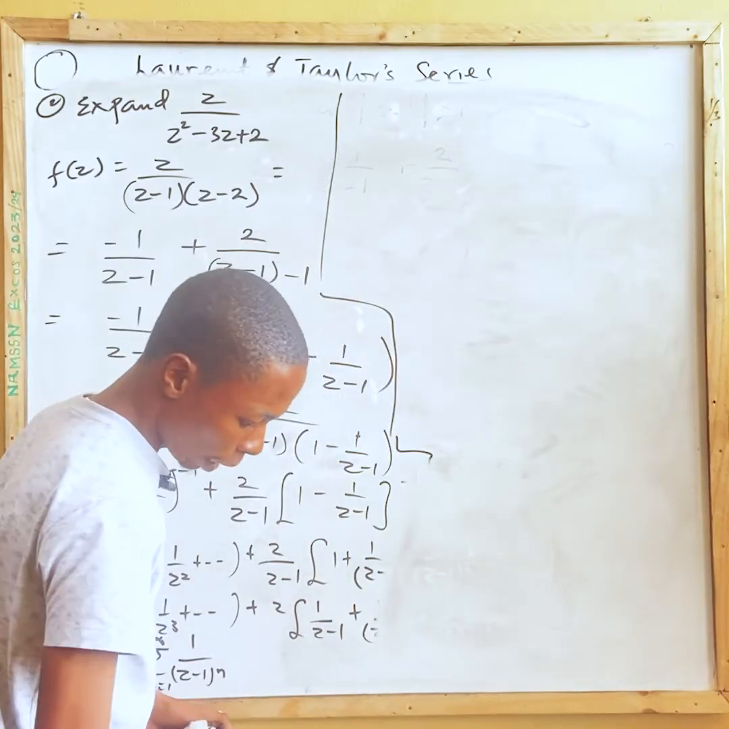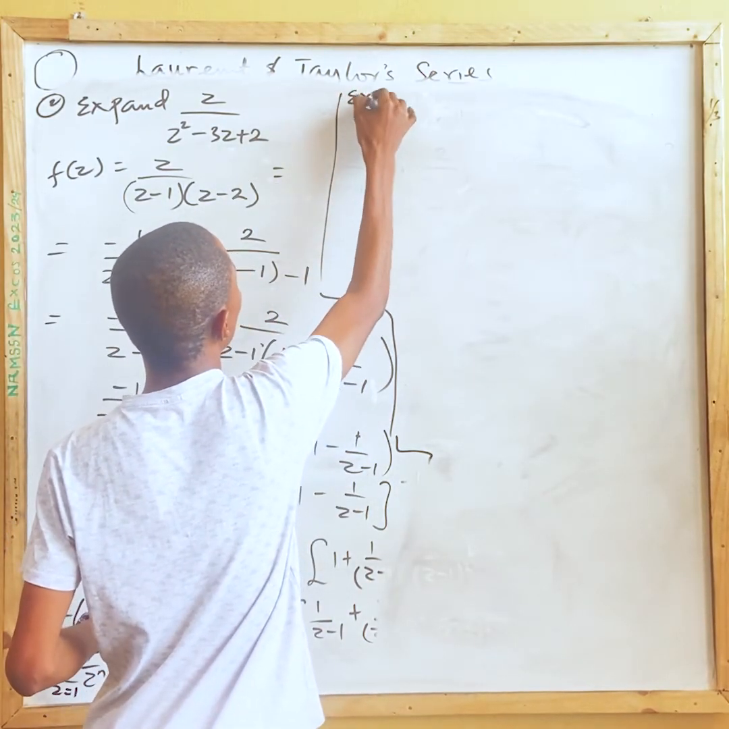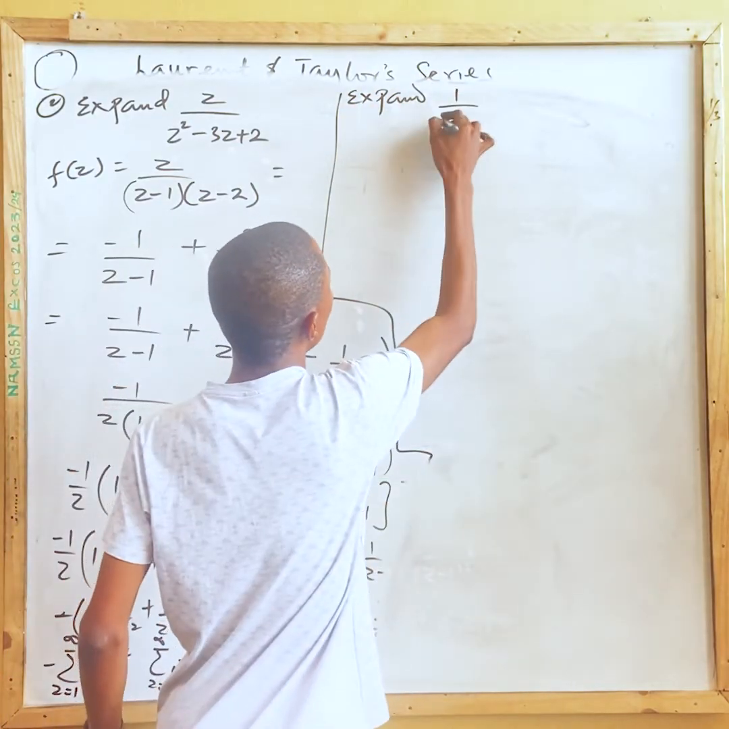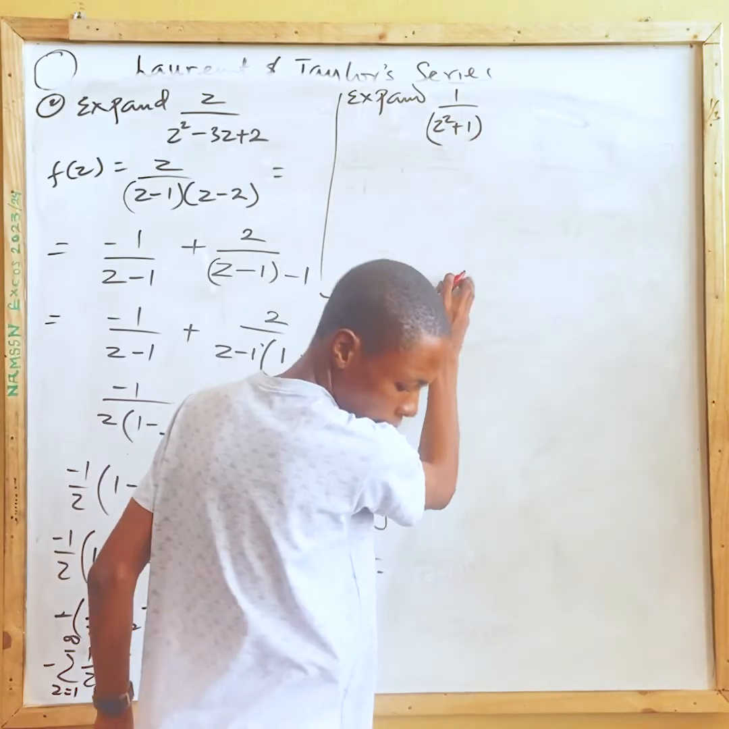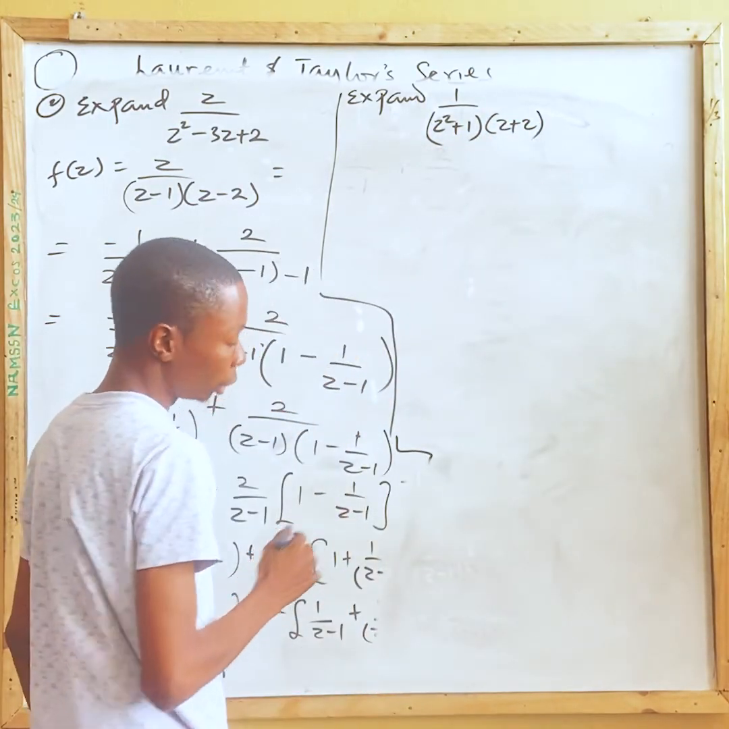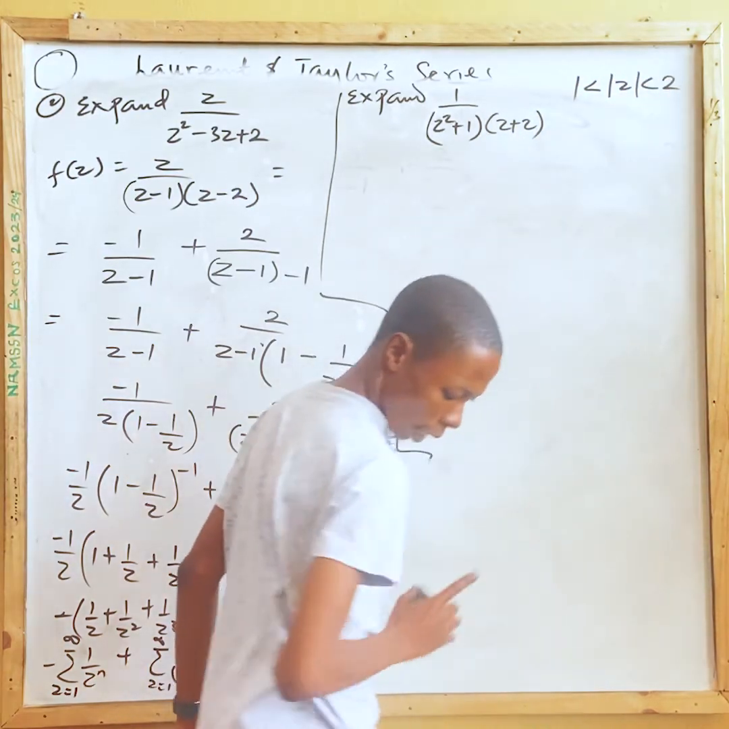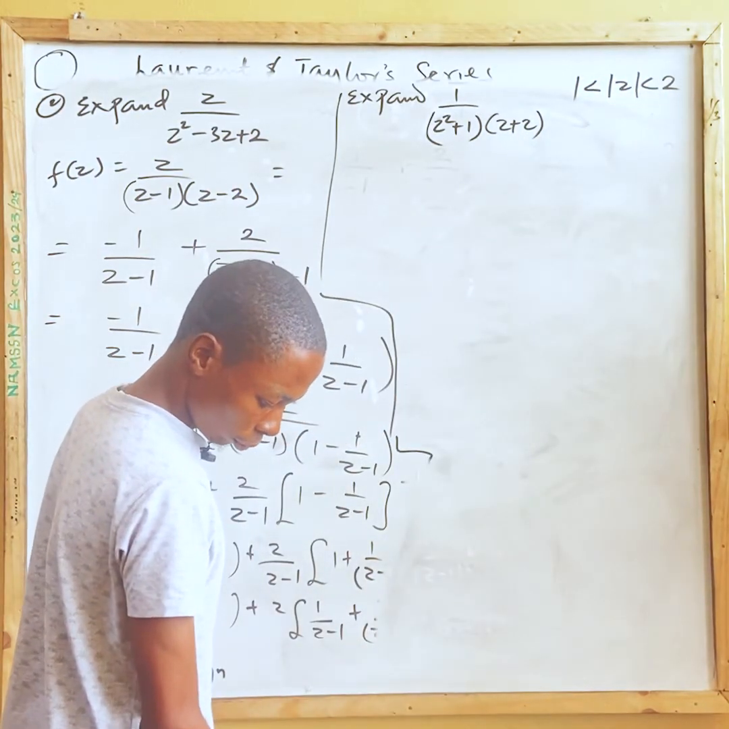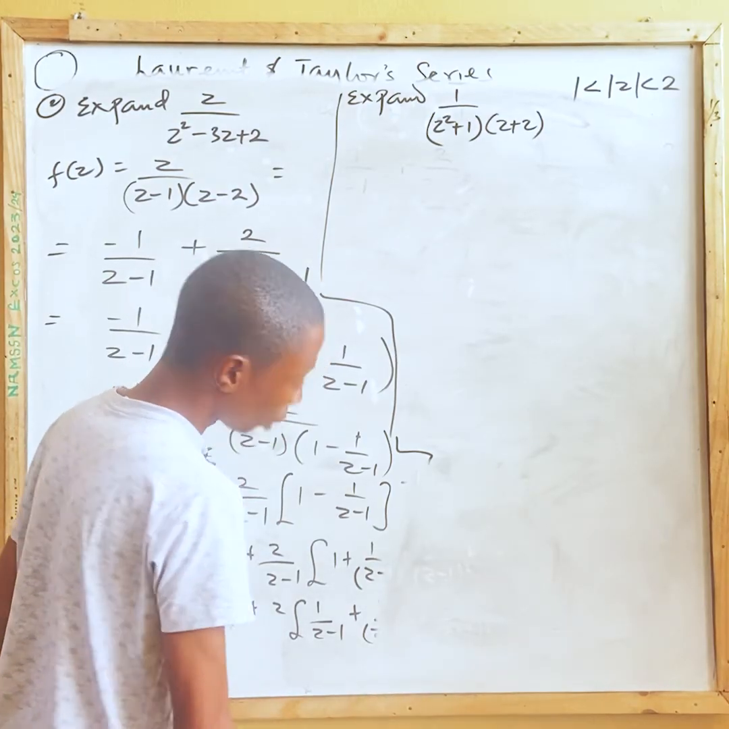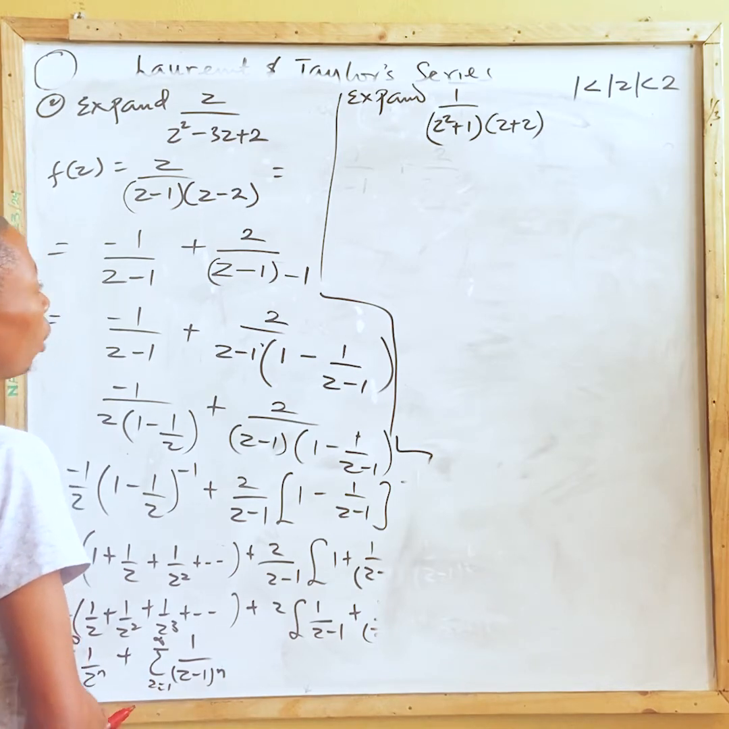So let's expand by Laurent series. Expand 1 over z square plus 1 and z plus 2. At which region? At 1 less than z less than 2. That's one problem. And then I think that's the only one. So if I want to expand this now at this region, what's the first thing?